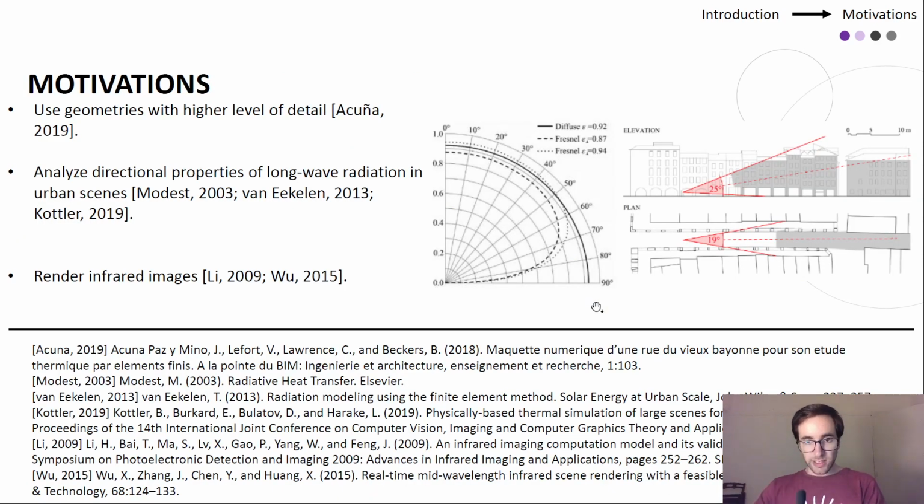So as I was saying, the main motivation is using geometries with a higher level of detail and analyzing the directional properties of long-wave radiation. So we want to see how much is emitted from each point in which direction. And of course, using all this, finish and try to simulate and render infrared images, and compare the results of our simulations to the actual campaign.